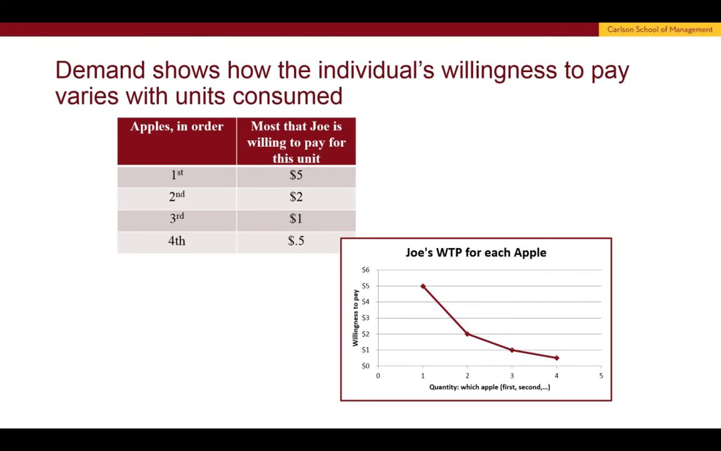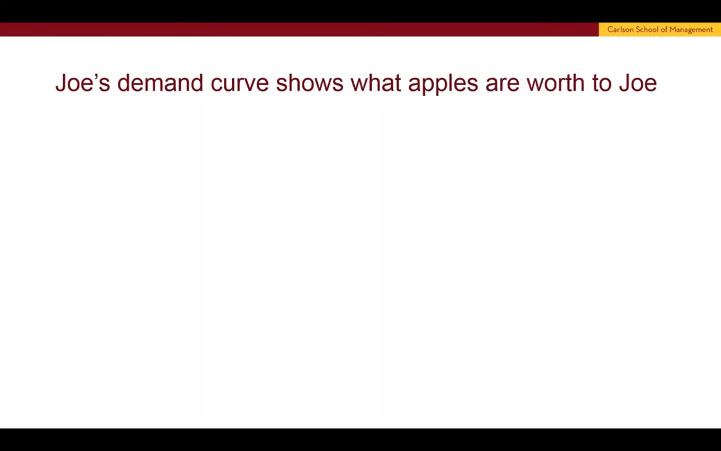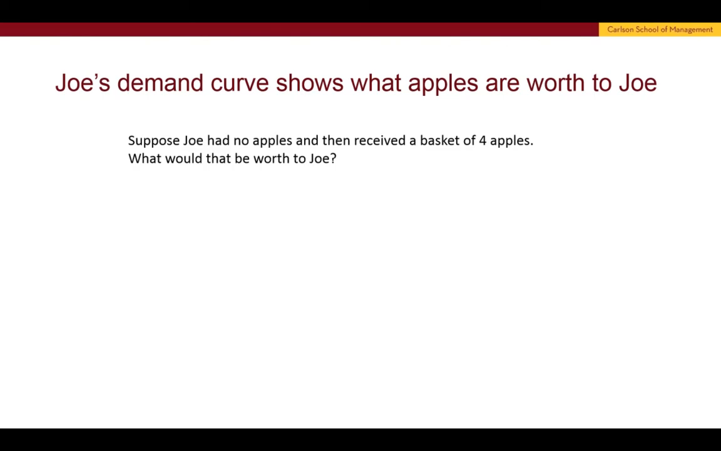A third apple would be even, in some sense, less exciting to him. He'd only be willing to pay $1 for that third apple. And for the fourth apple, he'd only be willing to pay 50 cents. Well, if that were the case, that's what Joe's demand curve for apples would look like. But now we're going to call it his willingness to pay for each apple, because the demand curve contains this information about the willingness to pay. Essentially, Joe's demand curve for apples shows us what apples are worth to Joe.